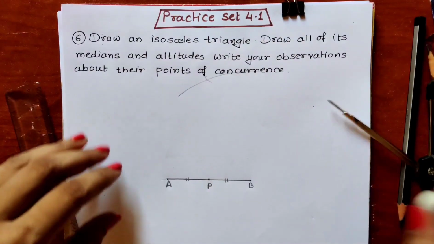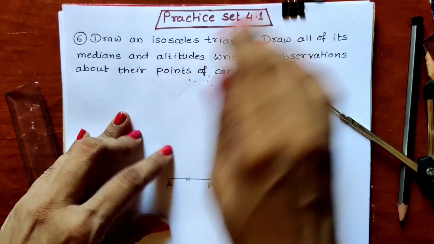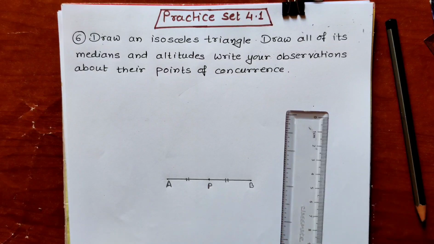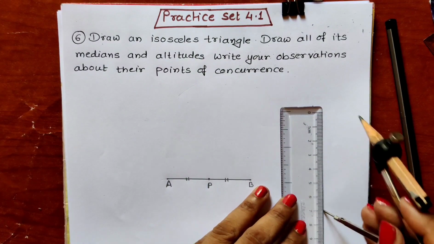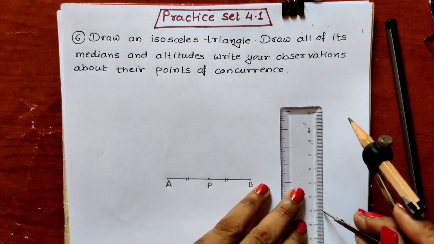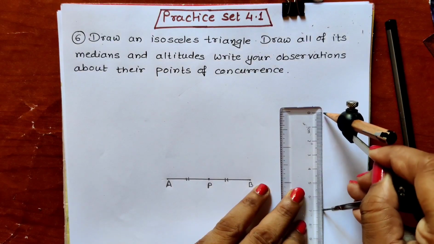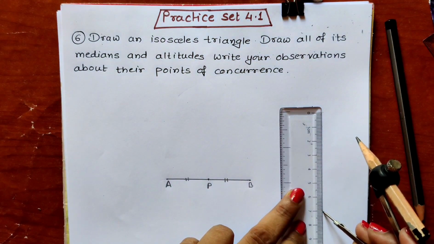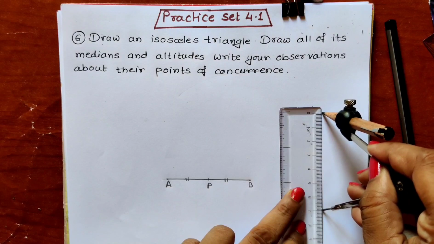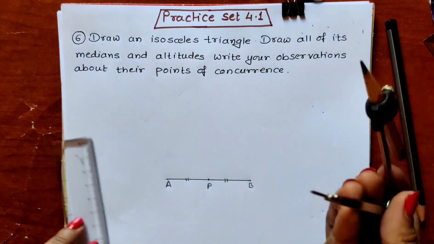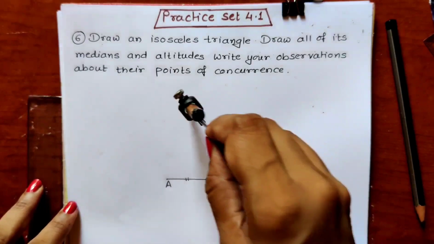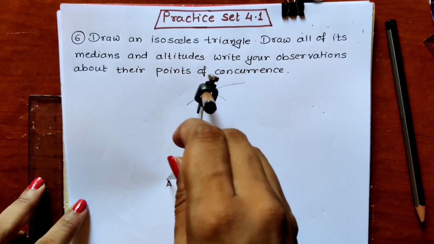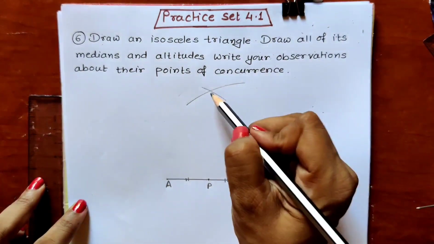No, this is very big. We will have to take a smaller distance. I have taken 8 centimeter previously; now I will take 7 centimeter distance in my compass. I am decreasing so that my triangle is visible properly. Now I will draw an arc from point B as well as from point A, and here I have got this point C.